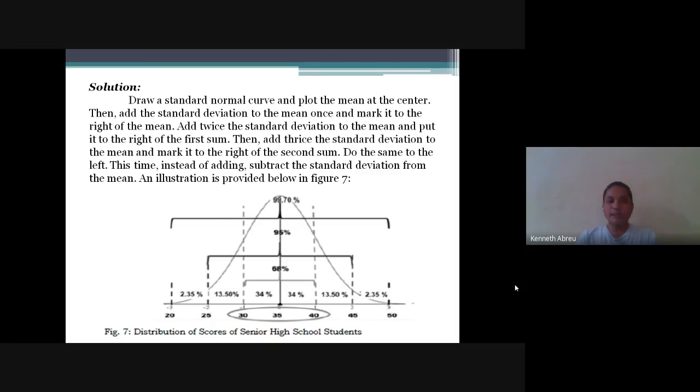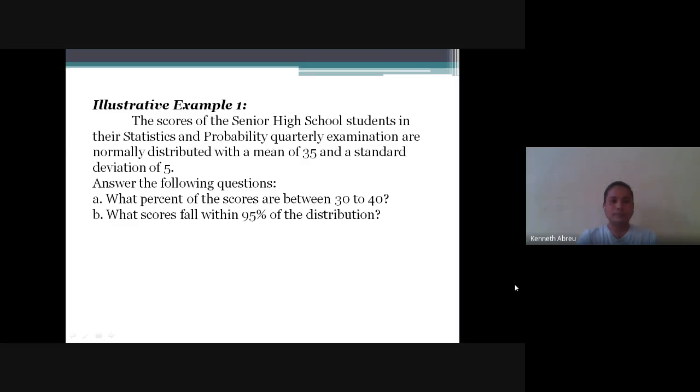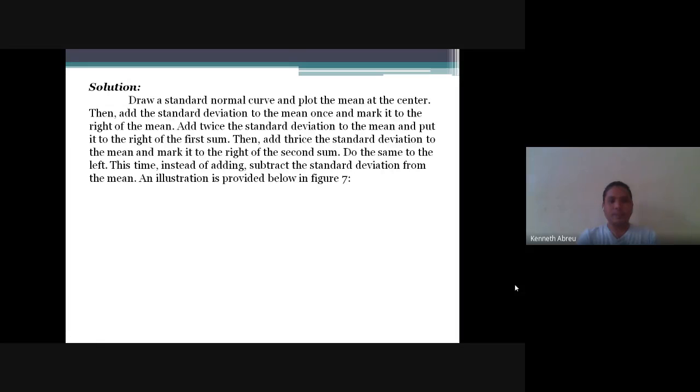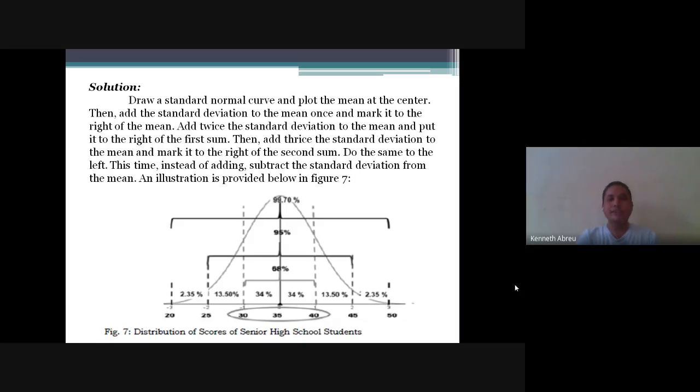Yan. Kung yung mean daw natin would be 35, at ang standard deviation natin would be 5. Yan. So, ang gagawin lang natin, add lang tayo ng 5 doon sa right side. So, 35 plus 5, that would be 40. 40 plus 5, so 45. 45 plus 5, that would be 50. Ganun din yung gagawin natin sa left side. Kung mag-add tayo sa right side, sa left side, subtract tayo. 35 minus 5, 30. 30 minus 5, 25. 25 minus 5, 20. 20 minus 5, 15. Ayan. So, that would be the itsura.